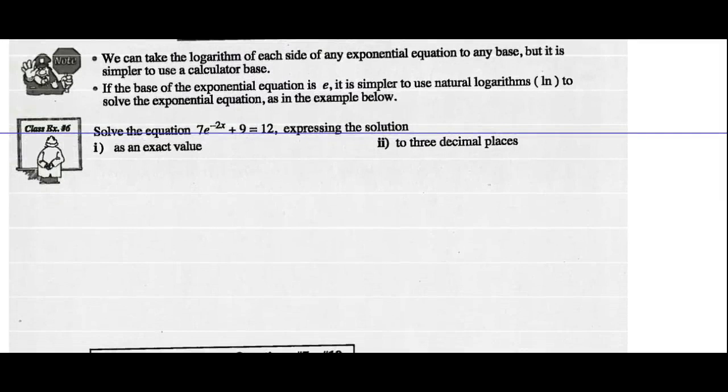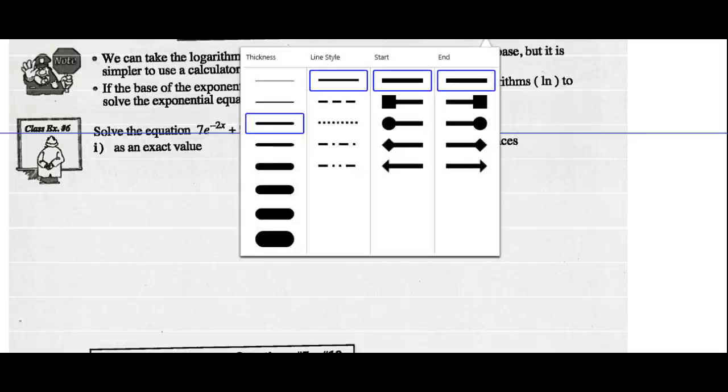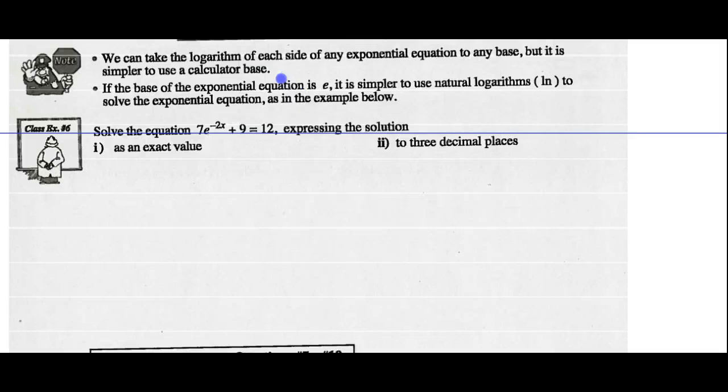Note, we can take the logarithm of each side of any exponential equation to any base, but it's simpler to use a calculator base. If the base of the exponential equation is e, then it's simpler to use the natural logarithms, which are of base e, to solve the exponential equation, such as the example below. So let's try this one. So now instead of taking the common log of both sides, we're going to take the natural log of both sides.